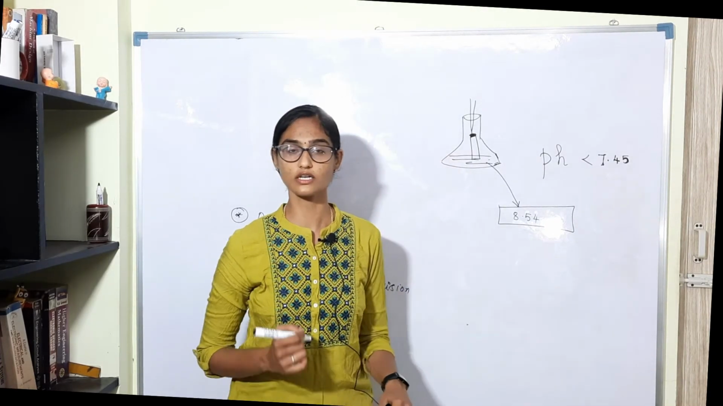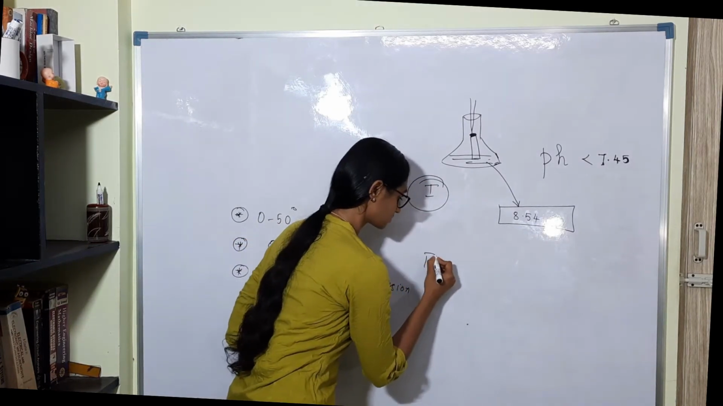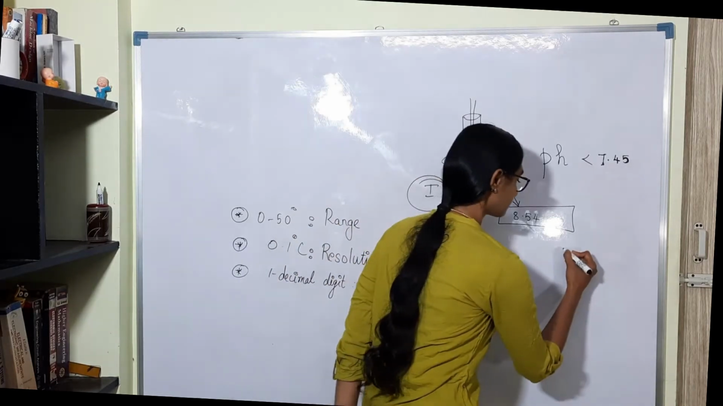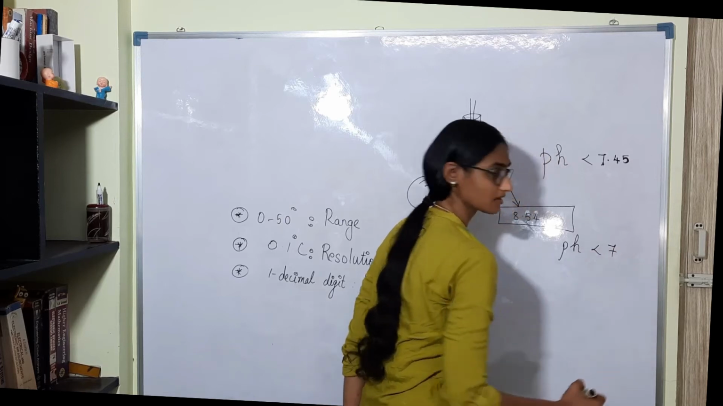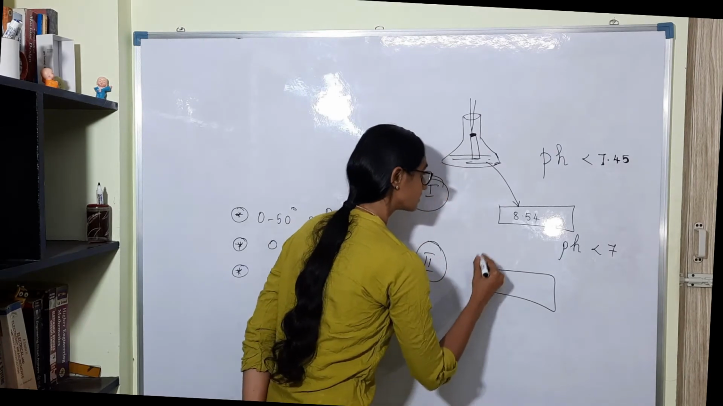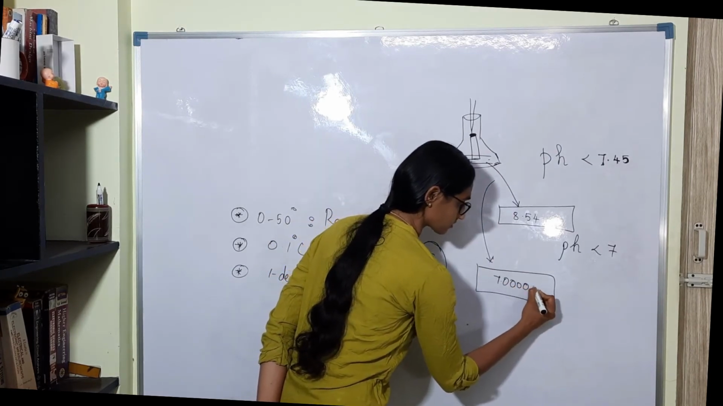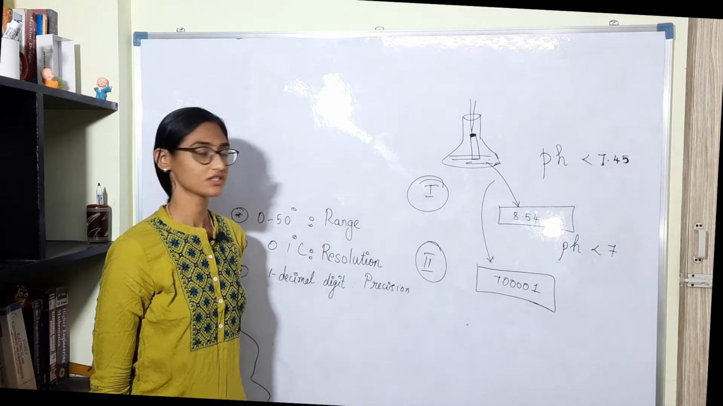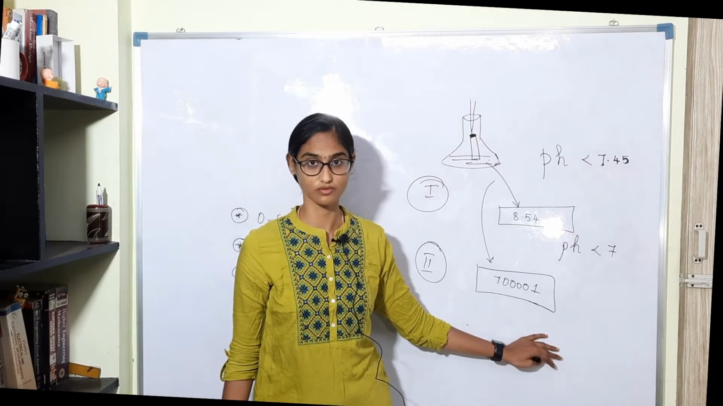I am giving you another scenario. This is case 1 and the case 2 is I am taking another litmus paper which will measure the pH if it is just less than 7. Okay. So, let us say my pH level is 7.00001. So, this is the pH level of that medium. So, in that case, will the litmus paper turn blue? It will not turn blue.